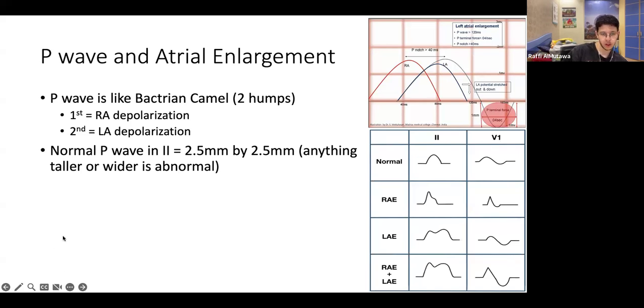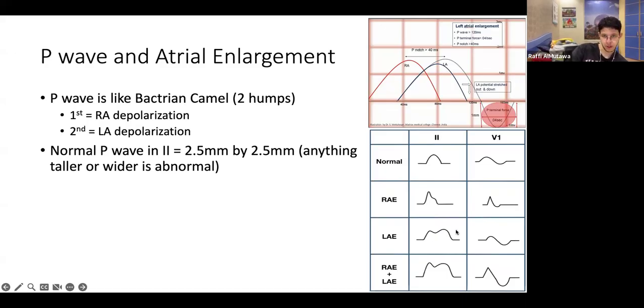So going back to this, the normal P wave in lead 2 should be 2.5 by 2.5. The second it's not 2.5 by 2.5, you have a problem. So whether it's taller or wider, there's a problem. So back to your point about three boxes in length, so 3 millimeters. As you can see, in left atrial enlargement this is going to be bigger than 3 millimeters. And with right atrial enlargement, it will be taller than 2.5 millimeters. So this will be wider than 2.5, this will be taller than 2.5. And that's when we're talking about lead 2.